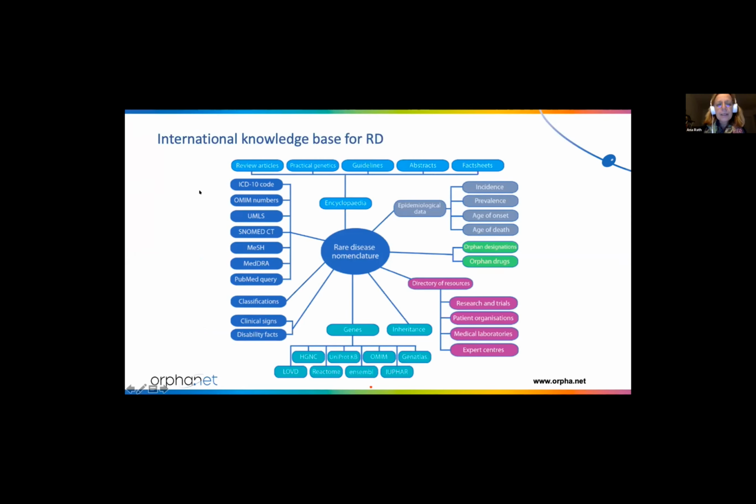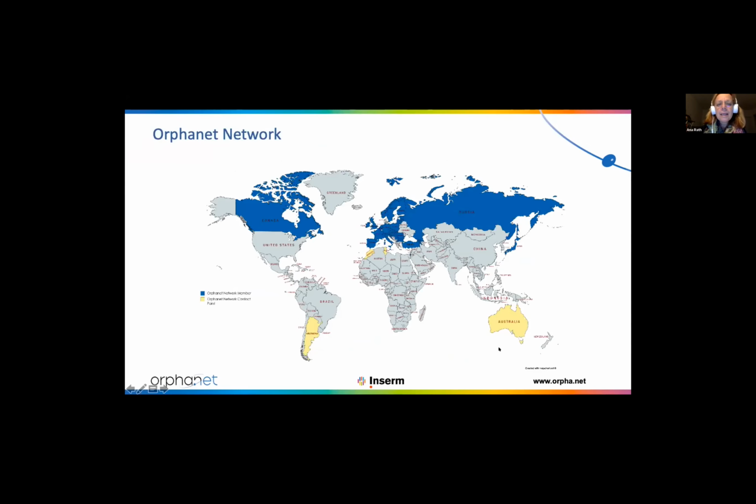in the nomenclature, that is aligned with other nomenclatures for interoperability, and that is annotated with phenotypes, with disability facts, with genes that are related to rare diseases, epidemiological data, textual information, information on medications, orphan designations and drugs, and a directory of expert resources for rare diseases in the countries of the Orphanet network that you can see here. So the dark blue are full members and the yellow ones are contact points.